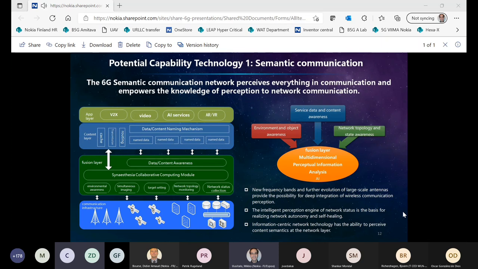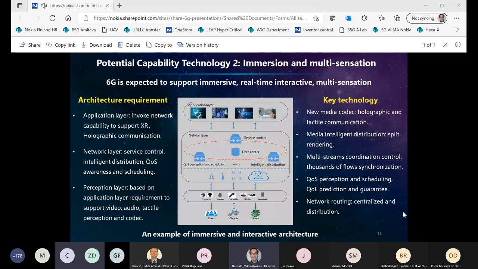Regarding all the potential capability technologies, I'd like to mention semantic communication. The 6G semantic communication network perceives everything in communication and empowers the knowledge of perception of network communication. Semantic communication network can perceive, for example, environment and object, data and content, and also network topology and state. Another potential technology that I want to share is immersion and multi-sensation. It can provide immersive, real-time interactive, and multi-sensation experiences.